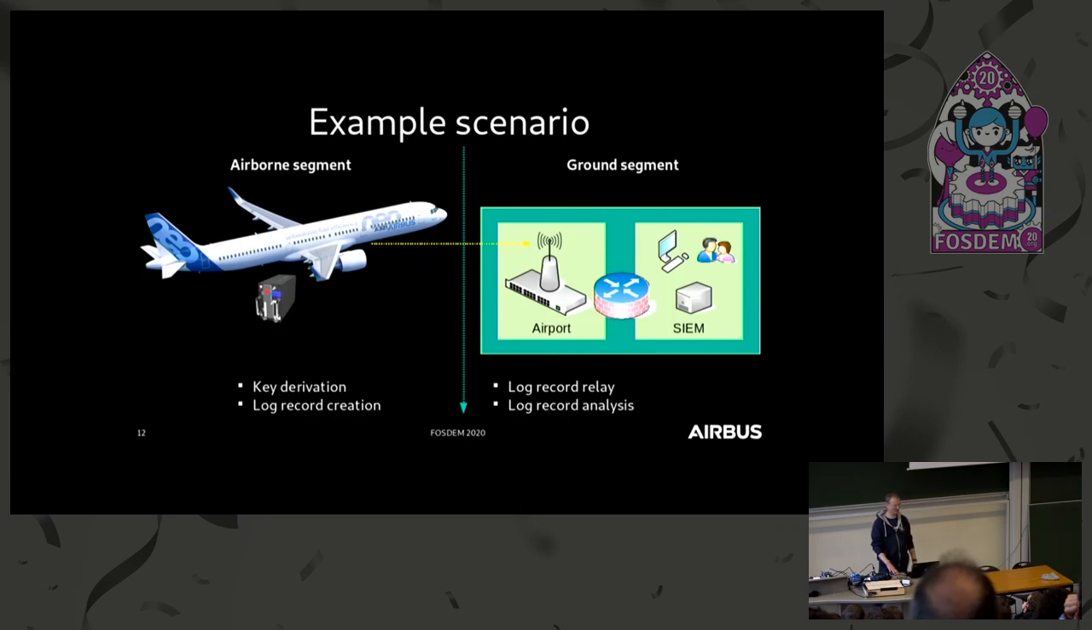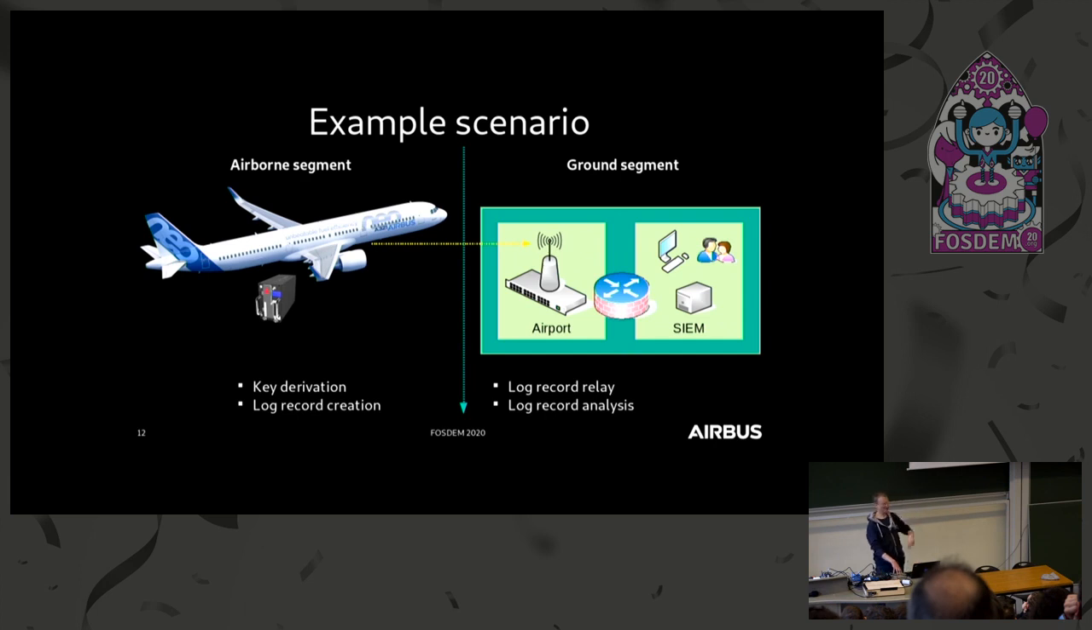An example scenario, how it would look like in our operation. So we have an airplane which has an onboard log host, like in this picture. That's actually the real box that flies on A320. So if you happen to fly on A320 from or to Brussels, you will probably have that box on board. And on that box, we do the key derivation and we do the log record creation. So that box is actually running our crypto log extension of syslog-ng.